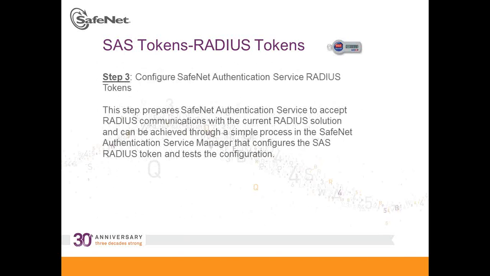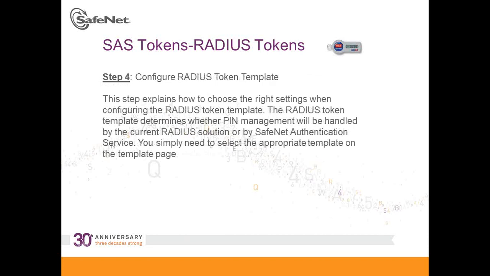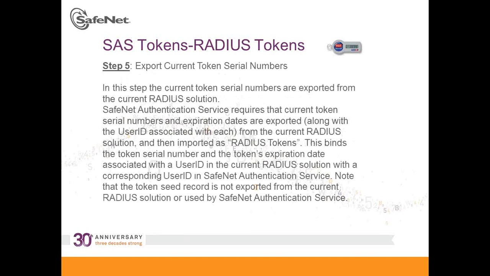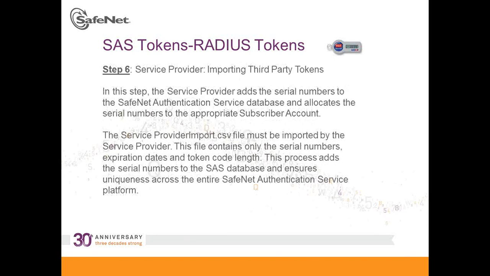Step three, we're going to configure the SafeNet authentication service radius tokens. Step four, we're going to configure the token template for radius. Step five, we're going to export the token serial numbers from the existing authentication service. Step six, we're going to import those third-party tokens into SAS.